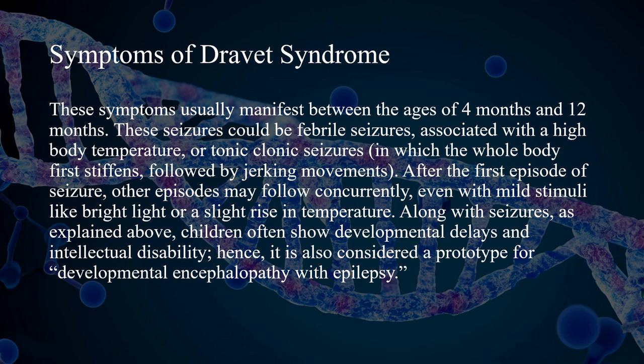These seizures could be febrile seizures, associated with a high body temperature, or tonic-clonic seizures, in which the whole body first stiffens, followed by jerking movements. After the first episode of seizure, other episodes may follow concurrently, even with mild stimuli like bright light or a slight rise in temperature. Along with seizures, as explained above, children often show developmental delays and intellectual disability, hence, it is also considered a prototype for developmental encephalopathy with epilepsy.